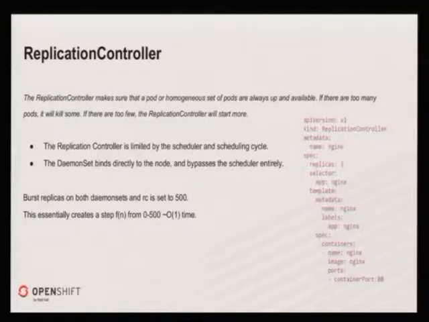I've added a note about daemon sets because there is some confusion about the difference between daemon sets and replication controllers. The daemon set tends to go aside the scheduler. So it runs on the nodes, and it binds directly to the node and bypasses the scheduler, which is what it's meant to do, but it's bad for, I mean, we run into weird issues at 1,000 nodes, for example.